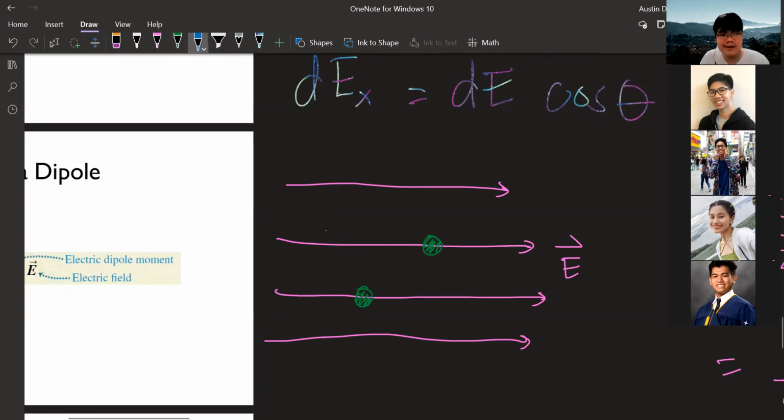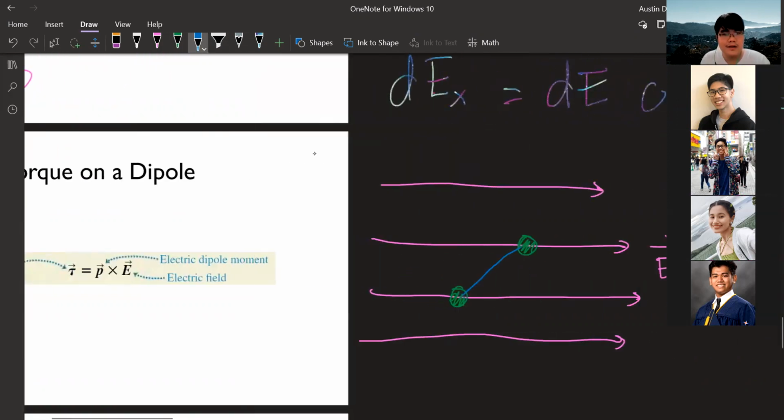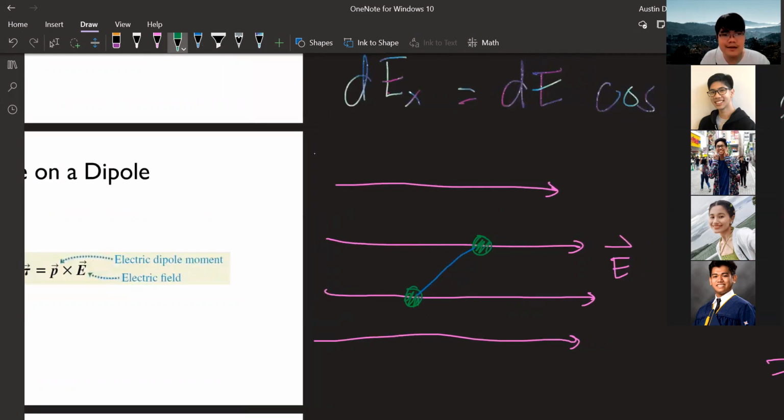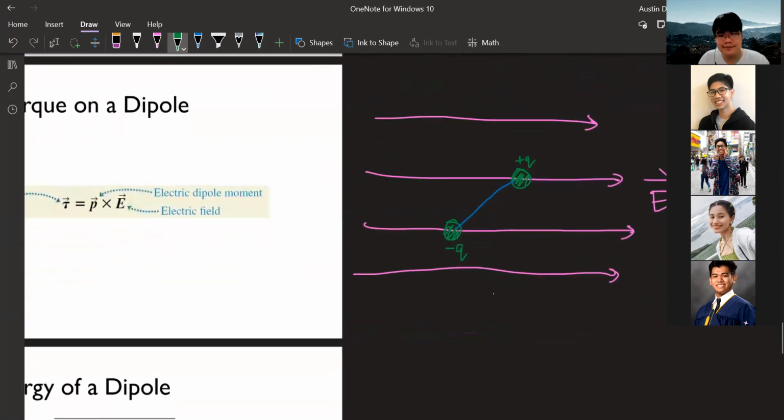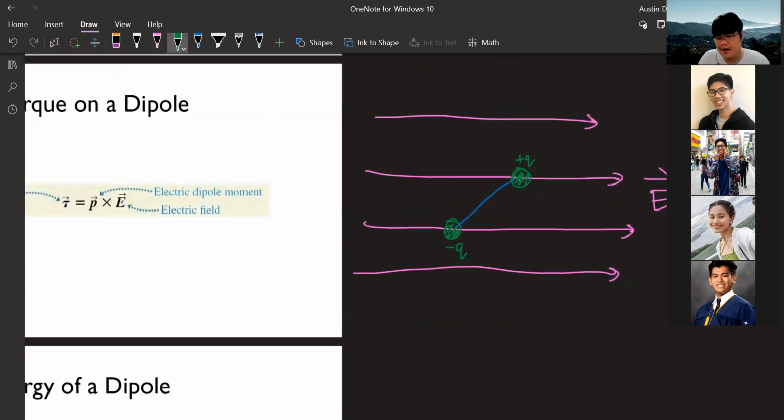Okay, separated by a distance D. What you want to do is to find out, so ito ay gawin natin plus ito, plus Q, minus Q. So di ba pag may charge ka within an electric field, it would feel forces. Tama? So negative at positive, may ma-feel silang charge due to the electric field. And mapansin nyo, they are constrained by a distance D.